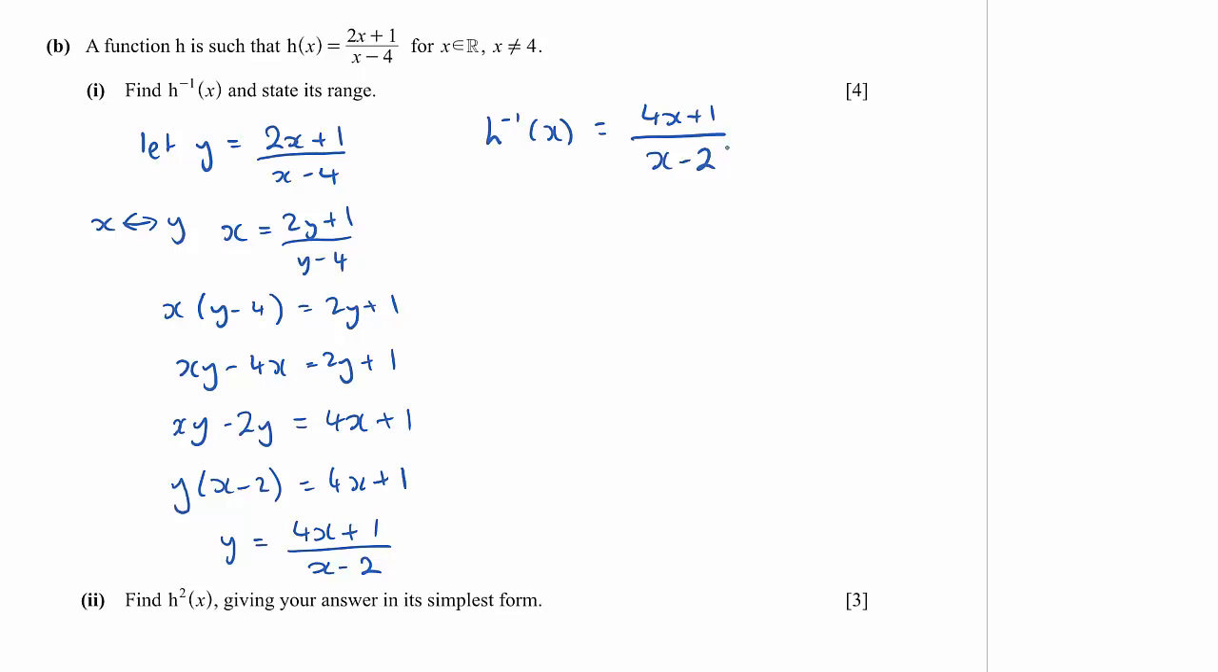Now the range will be the same as the domain for the original function. So we can say y is a real, or you can use h instead of y, and y is not equal to 4.